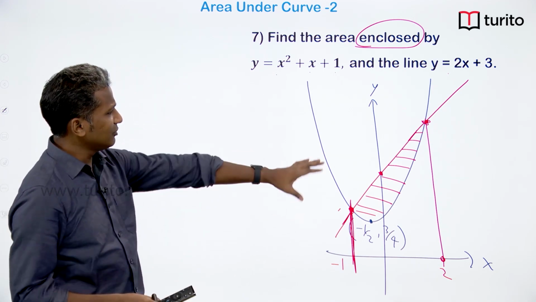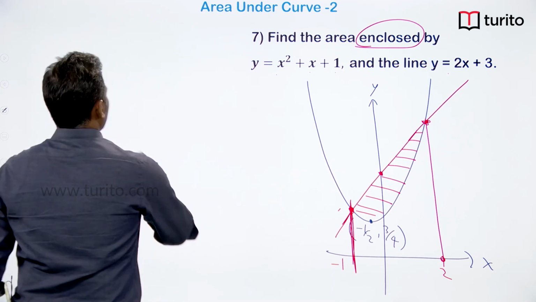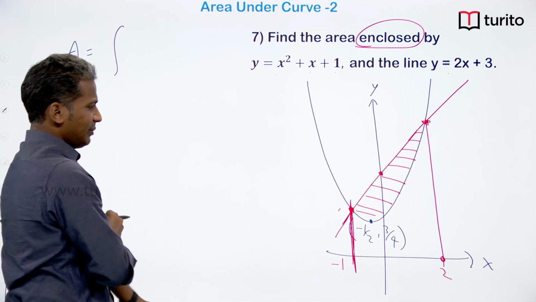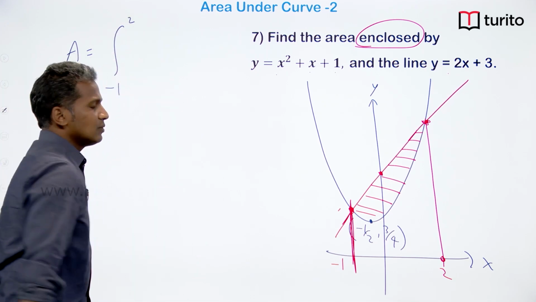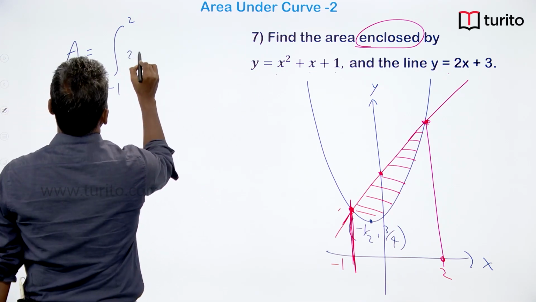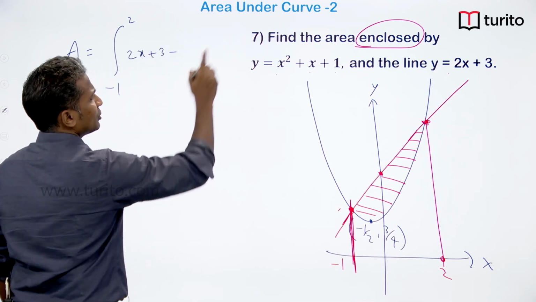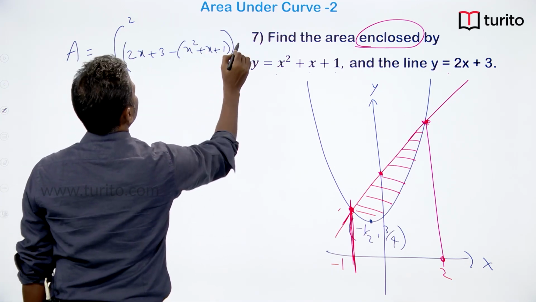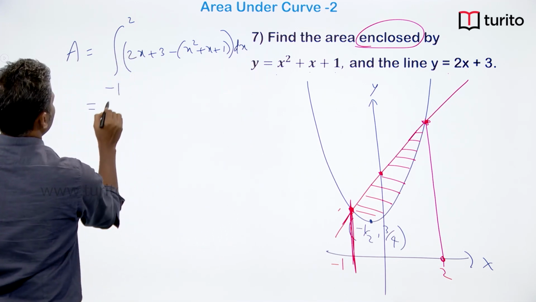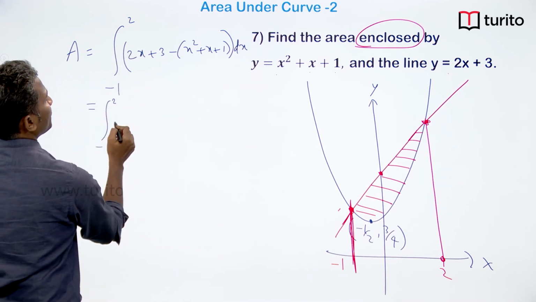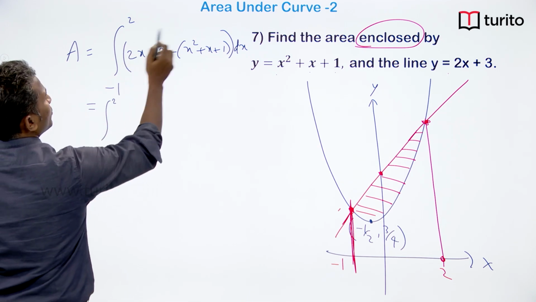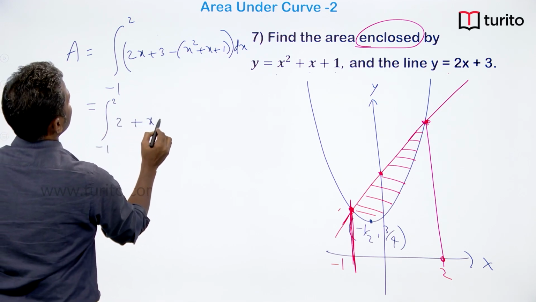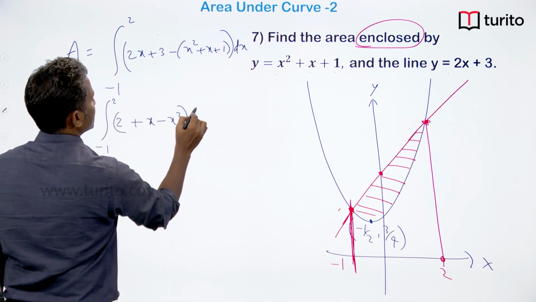Okay. Now how do we find the integral here? So area is equal to integral of, what are the limits? Minus 1 to 2. What is the above curve? 2x plus 3 is the above curve minus what is the below curve? x square plus x plus 1 is the below curve. Okay. So, now let us proceed with the integral here. Minus 1 to 2, we are getting 2x minus x, 3 minus 1. So, (2 plus x minus x square) dx.